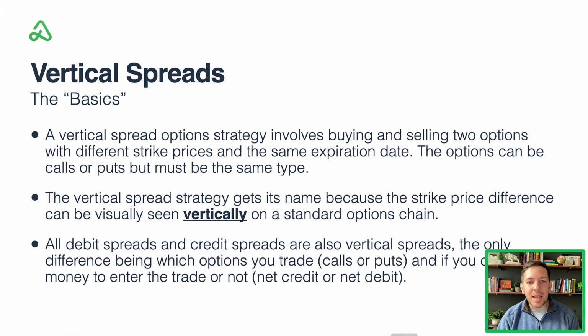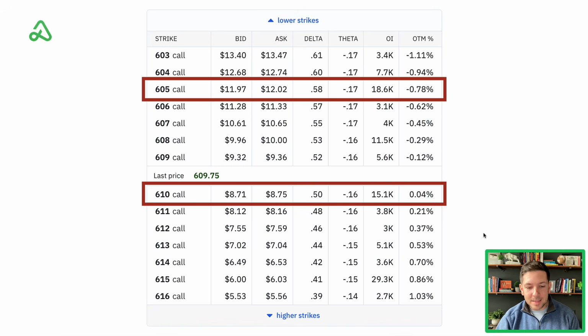The reason it gets this name is because you can visually see this on the option chain. Typically, if you're looking at an option chain, you visually see it vertically up and down, that you buy this one and sell that one. Inside of Option Alpha, this is exactly how it works. If you start building a trade, you'll see a call side option chain like this, and you might choose to buy the 605 and sell the 610, or you might choose another combination. You can see the vertical nature of it, because you can vertically see how you're buying one contract and selling another contract up and down the chain.